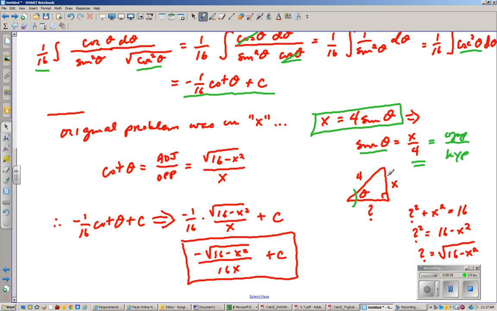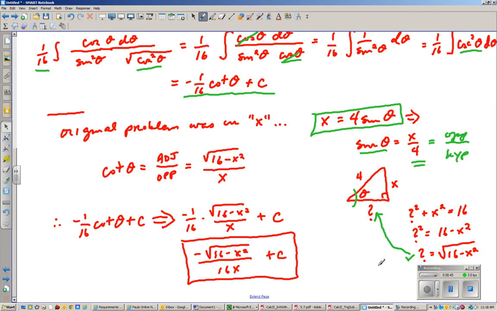So just based on that drawing, this mystery side, this third side, the base if you will, we know by Pythagoras that the mystery side squared plus the x squared has to equal 16. Therefore, our unknown side, our base squared, is 16 minus x squared. And this base has to equal the square root of 16 minus x squared.